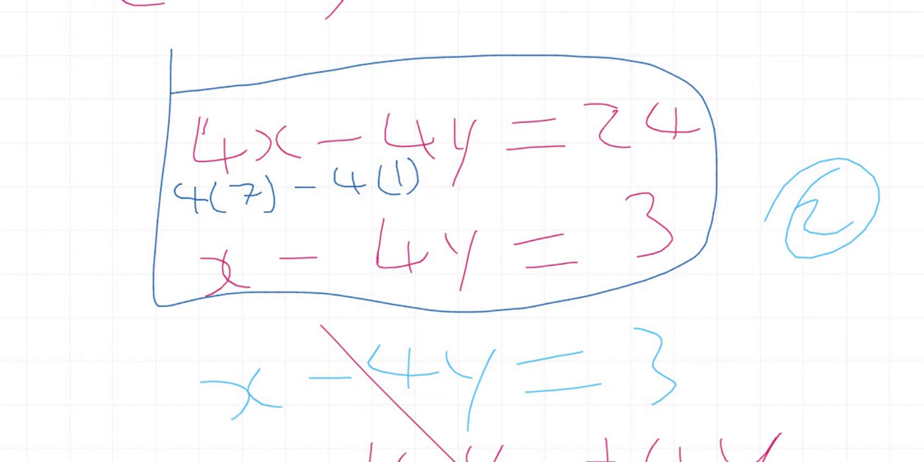4 times 7 is 28, and 1 times negative 4 is negative 4. 4 from 28 gives us 24. So indeed, our answer is correct. So that's it for substitution.